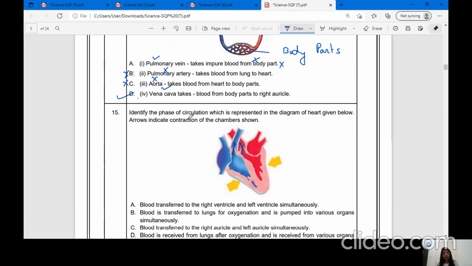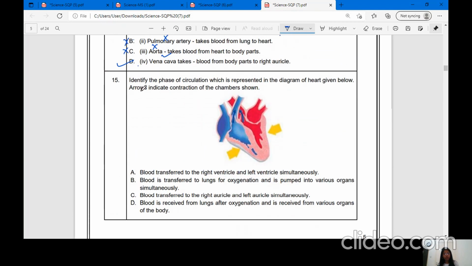Now come to question number 15. Identify the phase of circulation which is represented in the diagram of heart given below. Arrows indicate contraction of the chamber shown. So here is a heart. Heart is contracting, where this yellow arrow shows contraction. So which part of the heart is contracting? Ventricle. So ventricle is contracting.